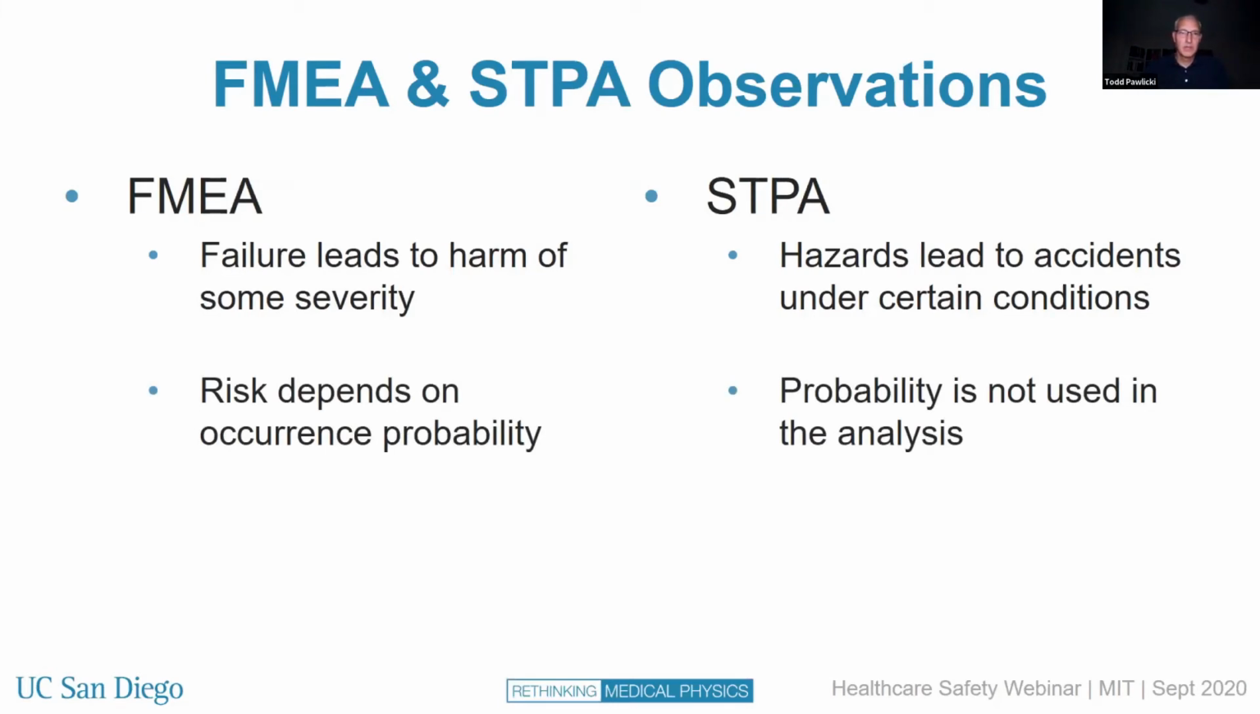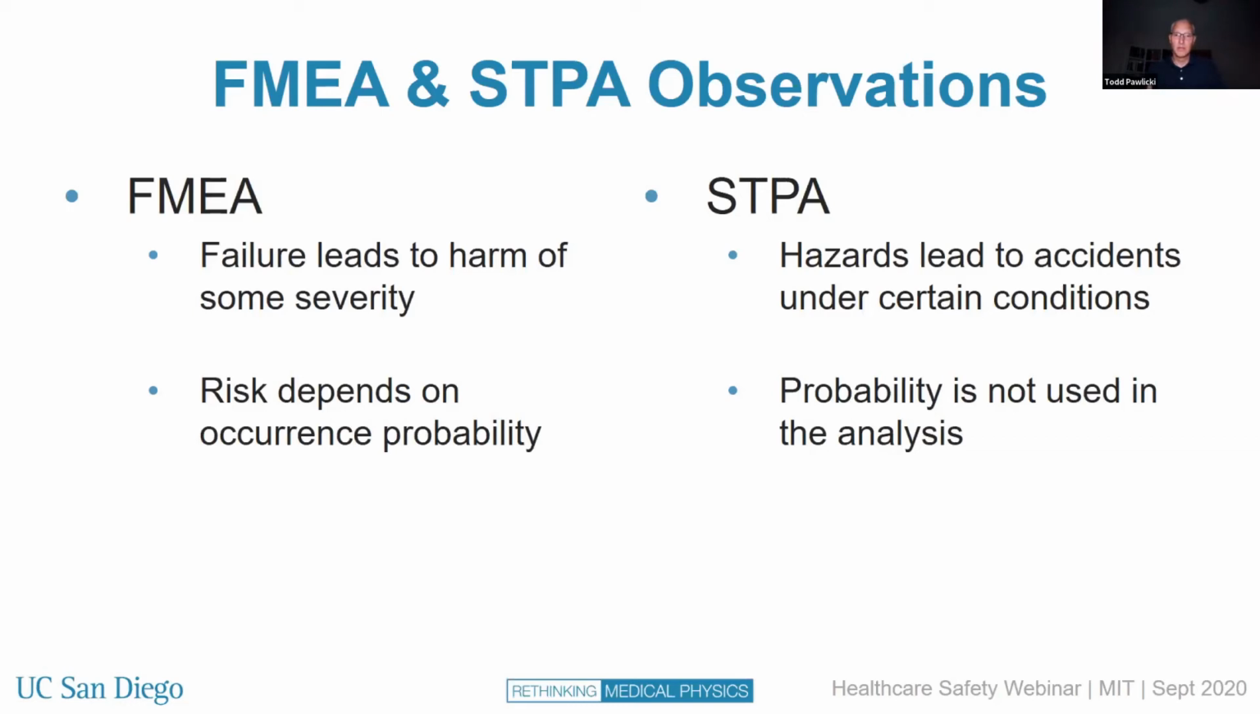FMEA uses risk that depends on occurrence probability. The thing to mention there is that occurrence probability depends on many factors. If you're talking about an electromechanical device, you might have a very well-defined probability of how long it takes a component to fail. But when you're talking about a process that includes humans, really probability has no role there. So what you end up doing is just coming up with a fictitious number that you have no way to validate whether it's actually correct or not.